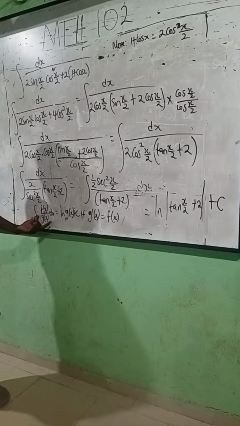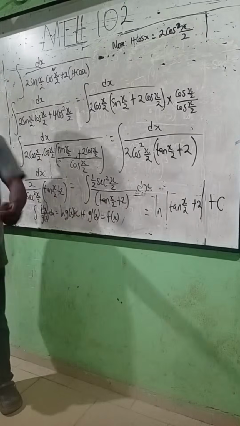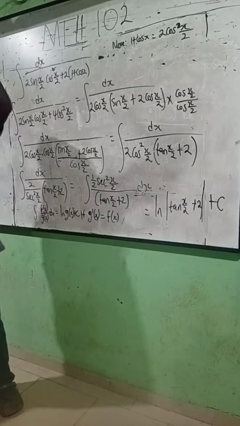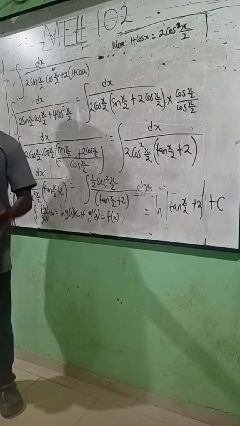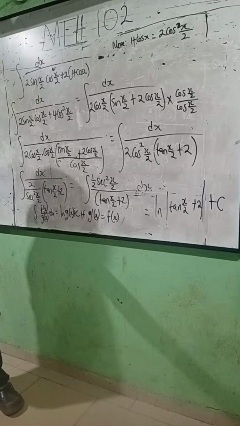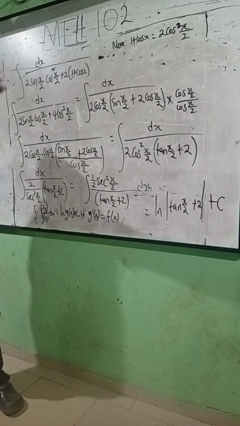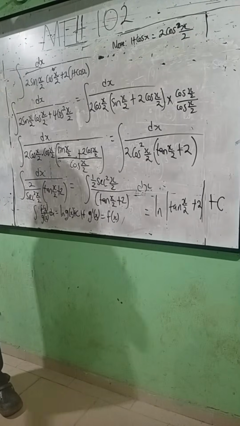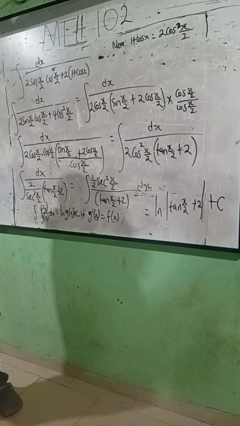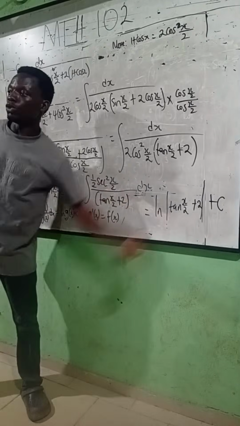If I don't remember how to state it now, I will still say let u be tan x over 2 plus 2. The du over dx is this. Make dx the subject of the formula, then bring it back. Then this one will cancel out, and it will remain 1 over u. If I integrate, I will get ln u plus c. I will now put my u back.